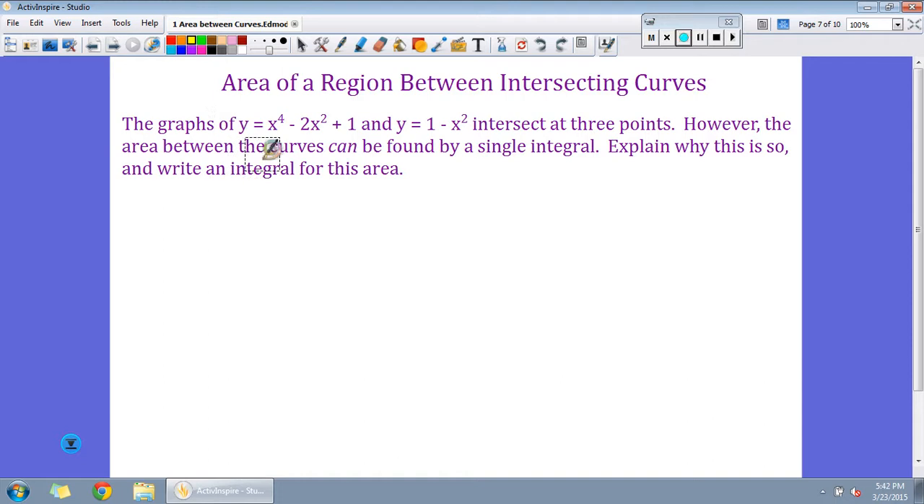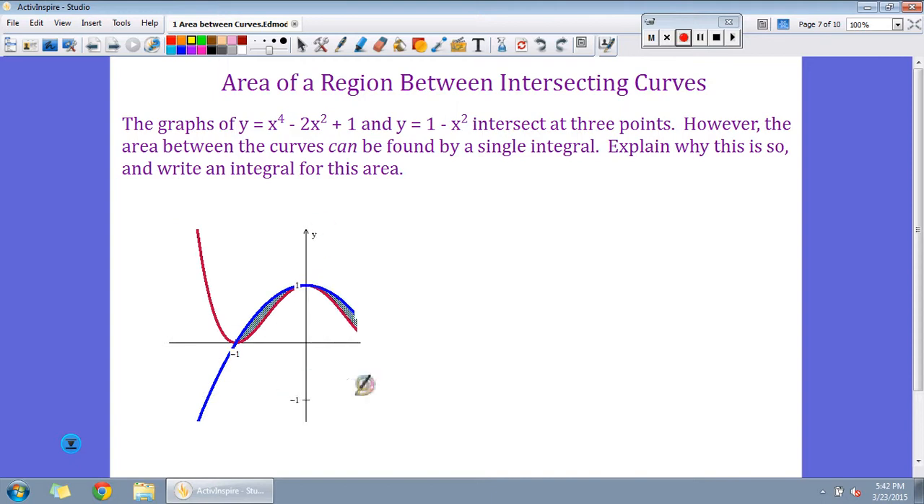Okay. When you have this one, when you graph it, we've got a quartic, which is the red graph, and the quadratic, 1 minus x squared, is the blue graph. It also intersects at 3 points, like we've had a couple problems do.